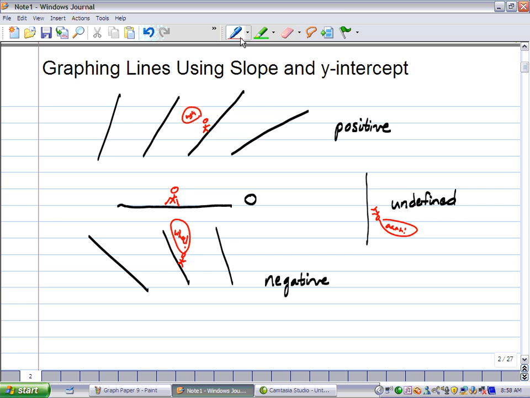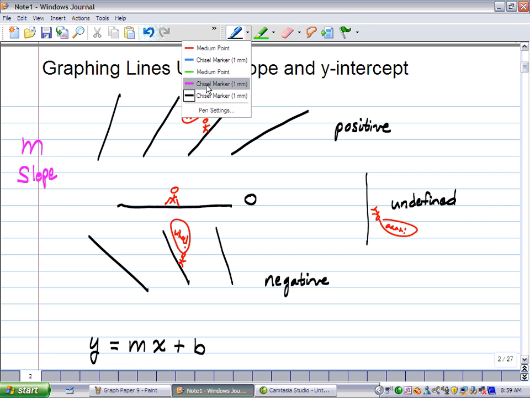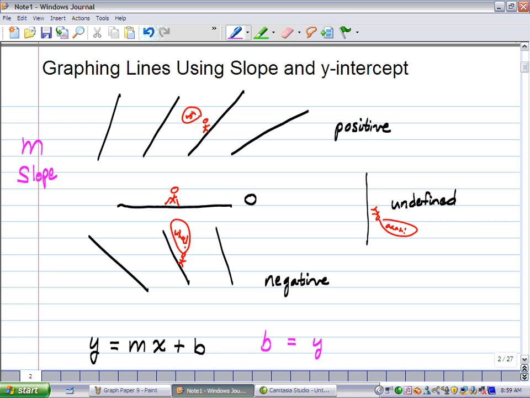Okay, we use for the slope the letter m. M is the slope. And in an equation, when we have y all by itself, the form of the equation is y equals mx plus b. b is the y-intercept. In other words, where it touches the y-axis.